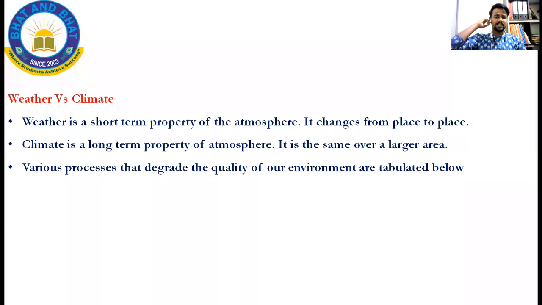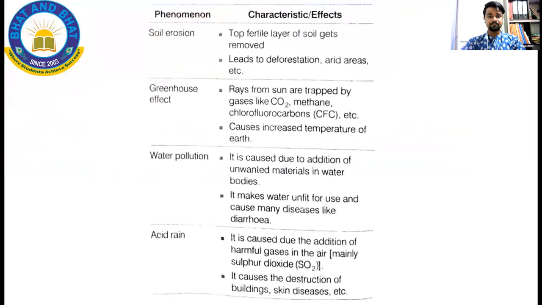And various processes that degrade the quality of our environment are tabulated below. So here it is. These are the things which are degrading the quality of the environment. So which are those things? First is soil erosion, second is the greenhouse effect, third is water pollution, fourth is acid rain. Clear now? Now you tell me, what are the four things that are degrading the environment? Everyone, please tell me.